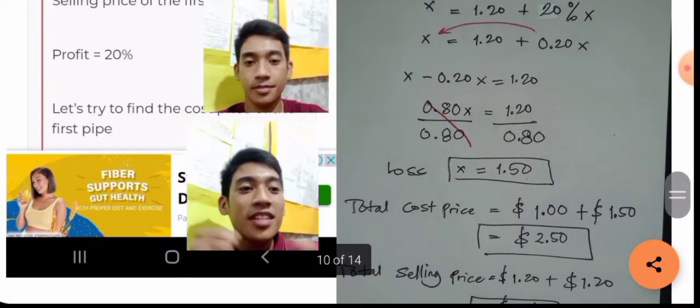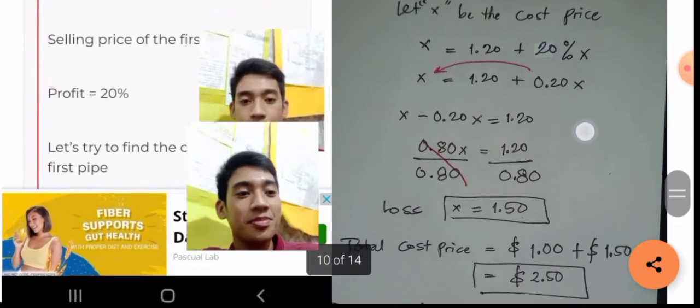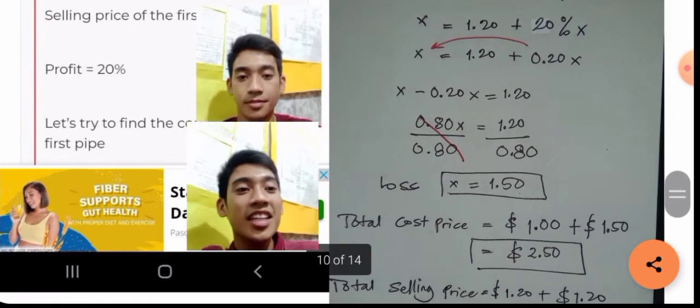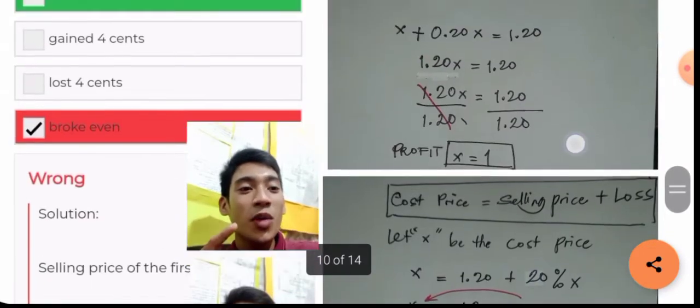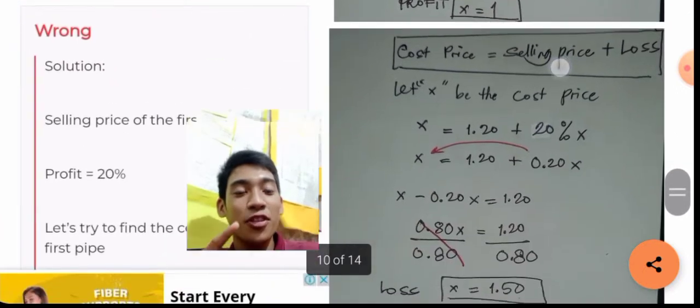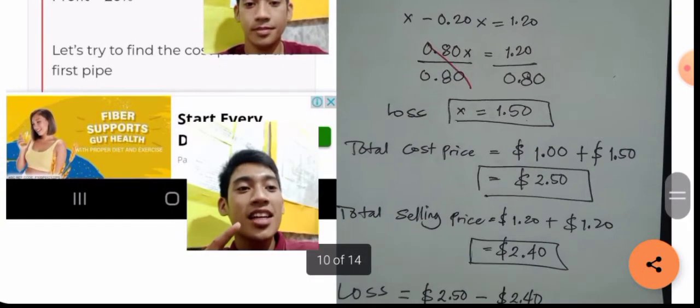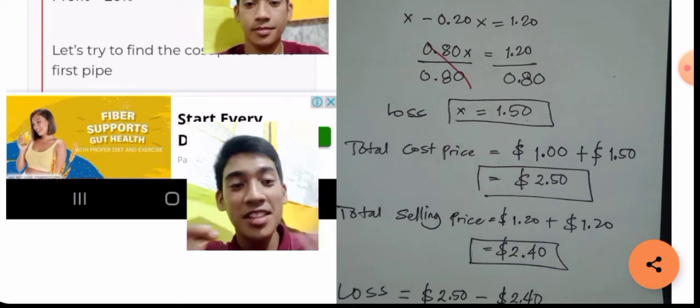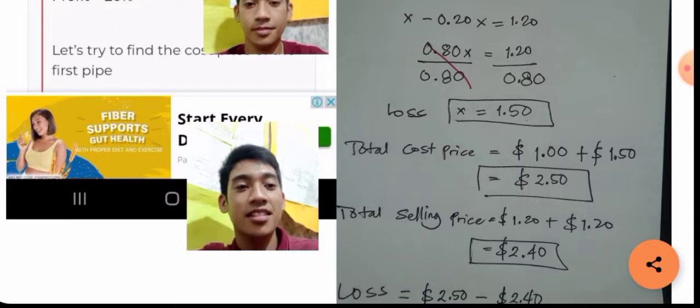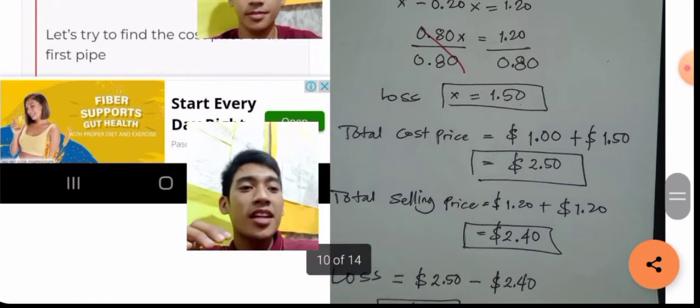Now, the total cost price. It's the $1 cost price for the profit plus 1.5, which is 2.5. That's the total cost price. How about the selling price? The total selling price here is 1.20 plus 1.20.